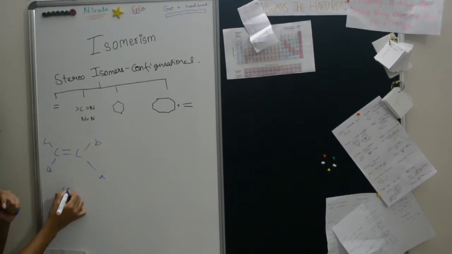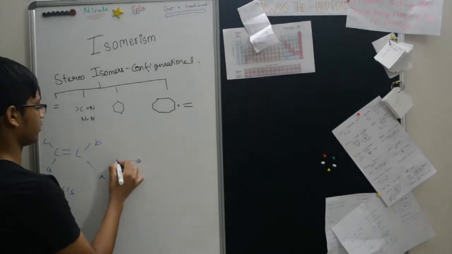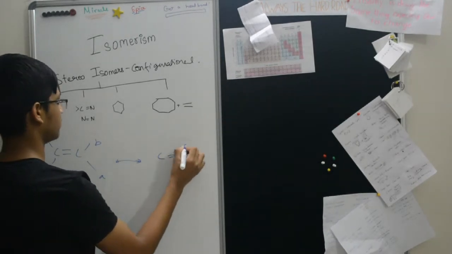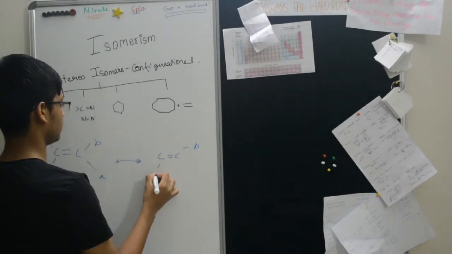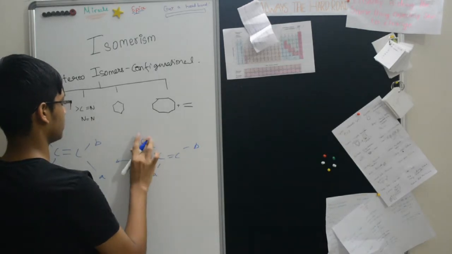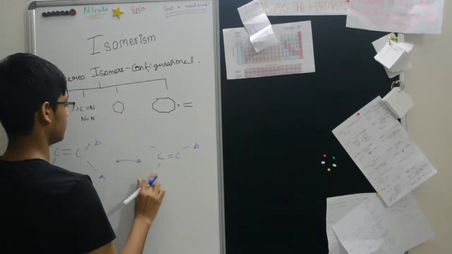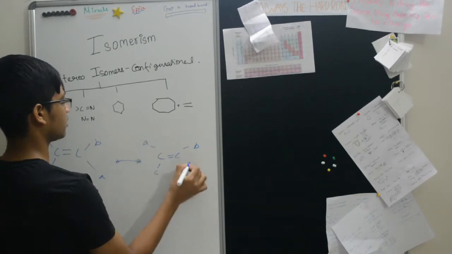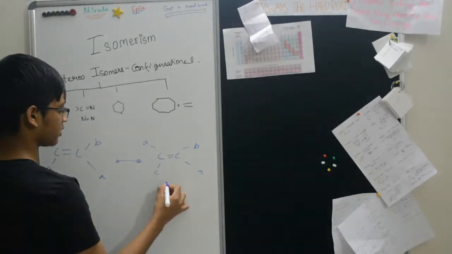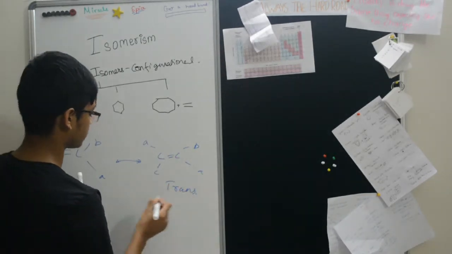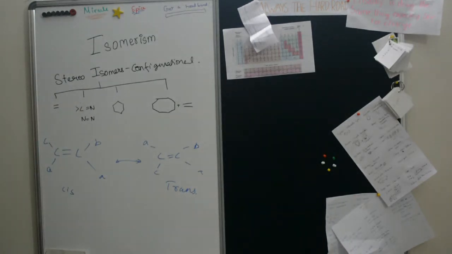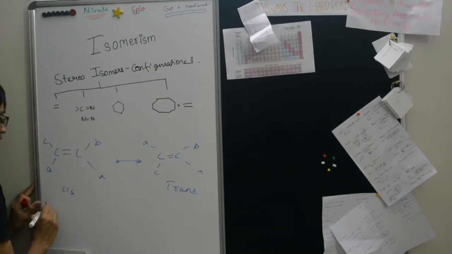So this right here is cis, and the trans version for this would be something like this. This is trans right here. And that's very easy to understand. Next we have the E and Z rule.